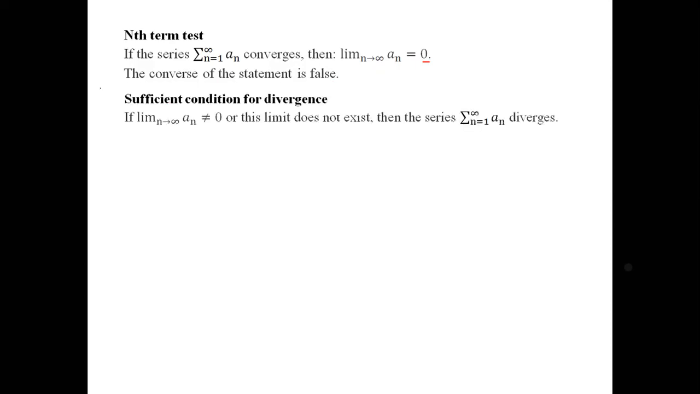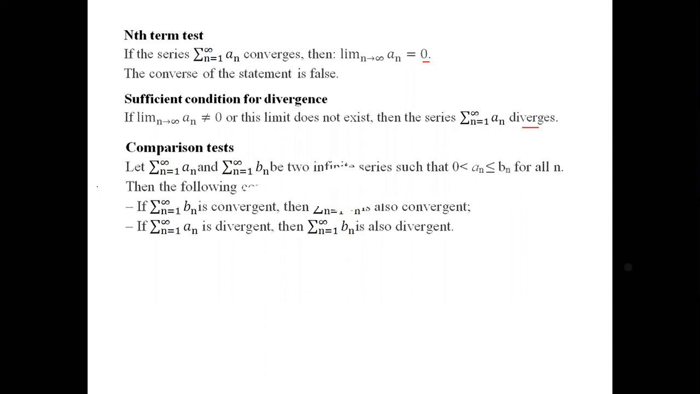Okay? Then, sufficient condition for divergence. If the limit of an as n approaches infinity is not equal to 0, or if this limit does not exist at all, then the series sigma an, as n ranges from 1 to infinity, diverges. And all these properties, you realize that they are all interrelated, though they may have different names. Then let's look at the comparison test.